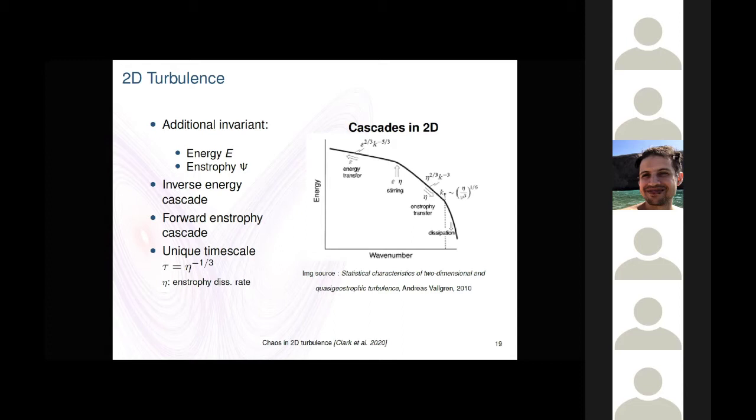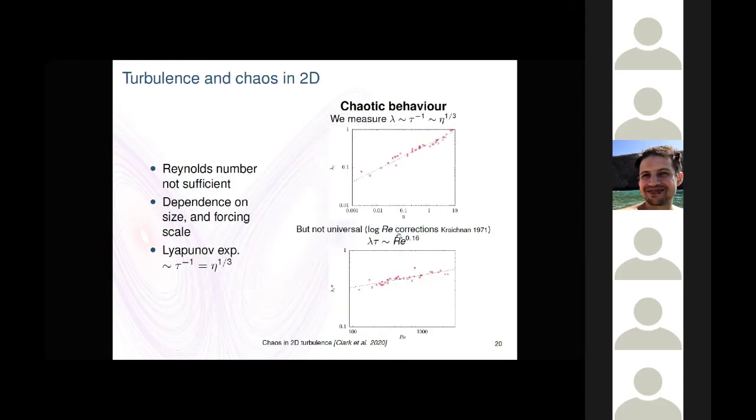Since we don't have any more vortex stretching, the Kolmogorov timescale that we had in 3D no longer has a meaning, and the unique timescale that defines this forward cascade is the enstrophy dissipation rate. So the prediction here is that the Lyapunov exponents will somehow be related to this enstrophy dissipation rate timescale. Measurements show that it does scale: there is a good agreement between the Lyapunov exponent and the enstrophy dissipation rate to the 1/3.